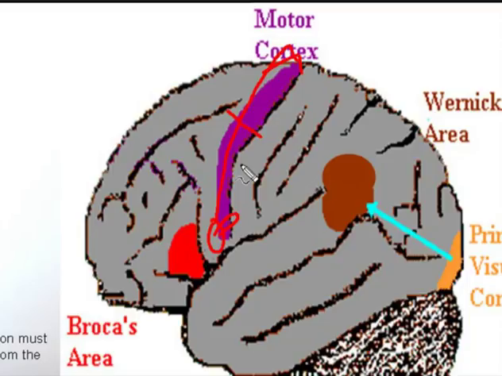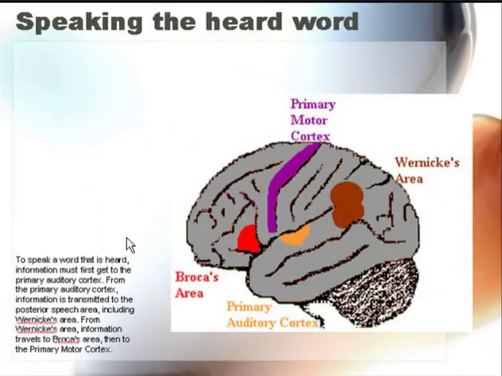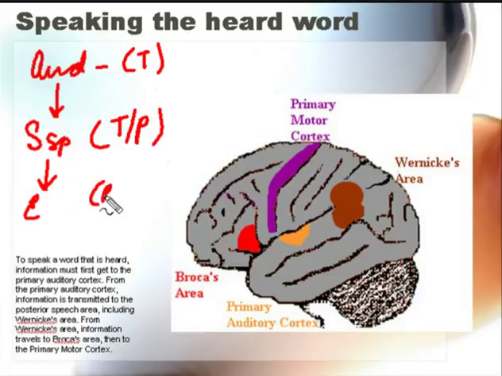Let's look at another example where you're going to speak the heard word. Here you hear the word, which means that you use your auditory cortex, which is in the temporal lobe. Then from there you have to understand it. So again it goes to the sensory speech area, or Wernicke's area, in the temporoparietal lobe. From there it gets transferred to the expressive speech area, or Broca's area, which is present in the frontal lobe, which then makes use of the lips and the tongue, so the primary motor area, again in the frontal lobe. So that's what you're seeing.